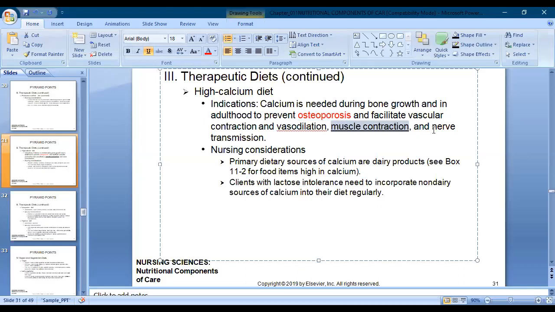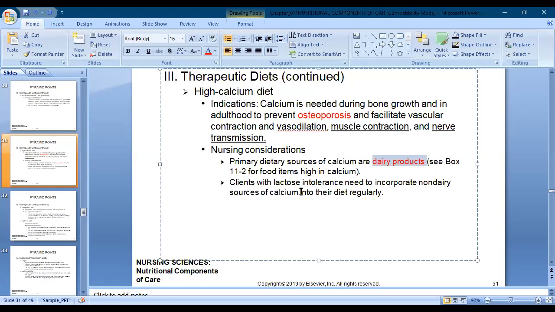It has a role in nerve transmission. Neurotransmitters transmit the impulses. Calcium can help us. So the primary dietary sources of calcium are dairy products. Everybody knows this, milk or milk products are a good source of calcium. Clients with lactose intolerance need to incorporate other sources.